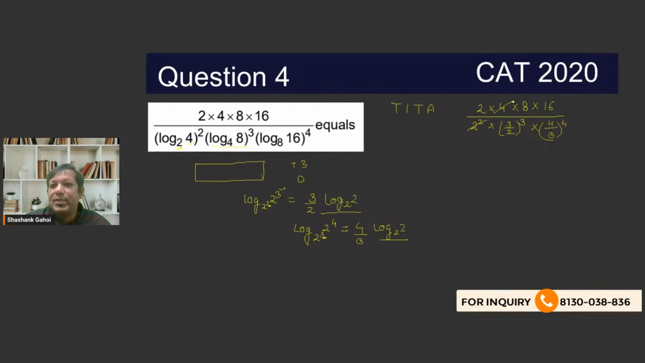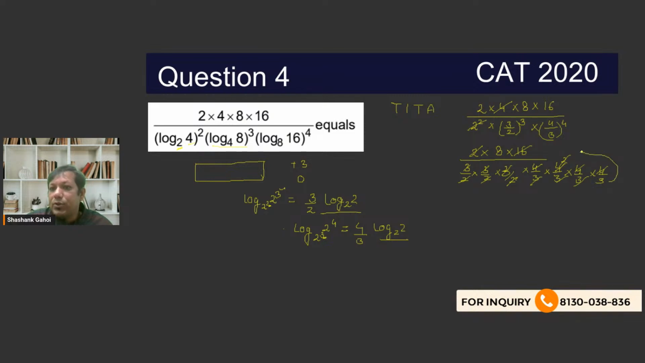So 2 square is 4. This cancels out. Now what I'm left with is 2 into 8 into 16. I'm not going to multiply anything until I solve it properly. So it is going to be 3 by 2 into 3 by 2 into 3 by 2. Then I'm going to get 4 by 3 into 4 by 3 into 4 by 3 into 4 by 3, because it is 4 by 3 power 4. Now these 3's are cancelled out with these 3's. 2 2's are 4, that cancels out. This 2 is cancelled out with this. 4 4's are 16, this is cancelled out.